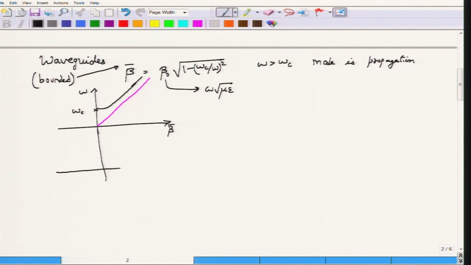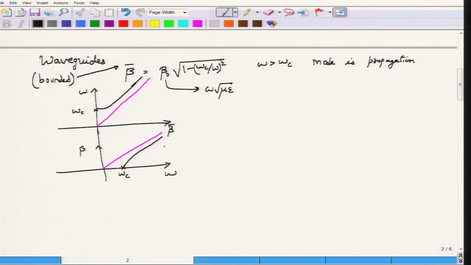A slightly different way of putting the same thing would be to plot omega on the x axis and beta on the y axis. Here you will see that until omega is equal to omega c, the cutoff frequency, beta will be equal to 0, and then it would go like this. There is an associated asymptote as well, and a corresponding approach to the asymptote. This would be the situation for the fundamental mode.